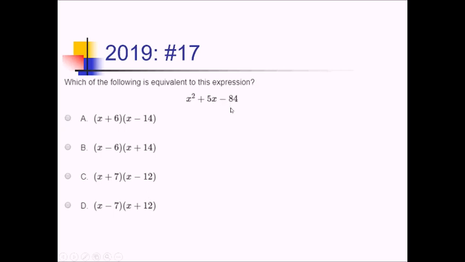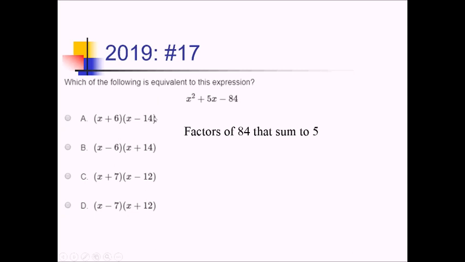On this problem, we want to know which of these expressions is equivalent to this quadratic here. Basically, we just need to factor. So we're looking for factors of negative 84 that add up to 5. So let's see here. We can look at our answer choices here. They kind of gave these to us.